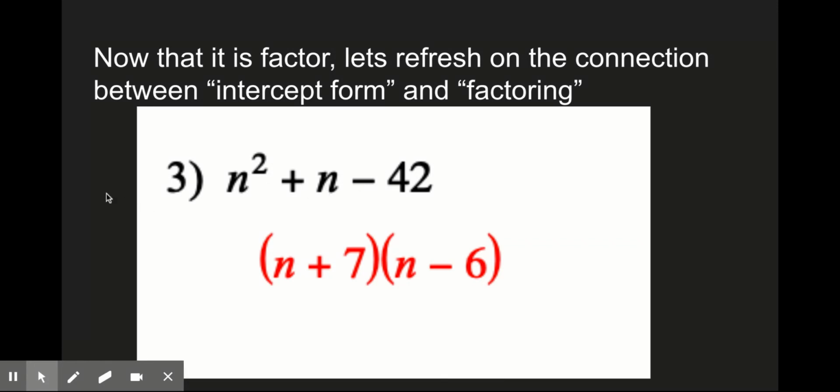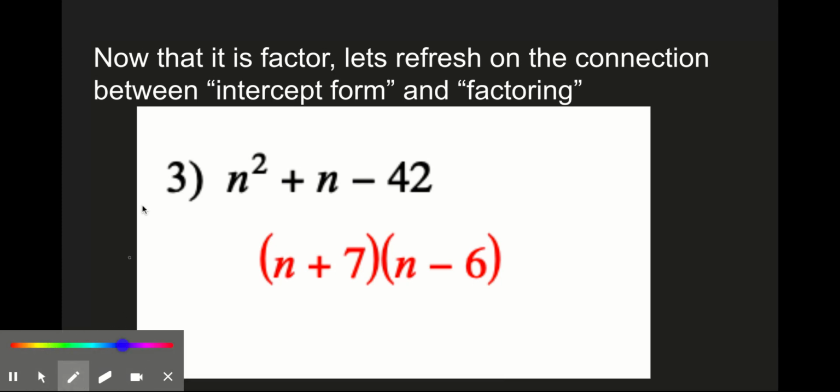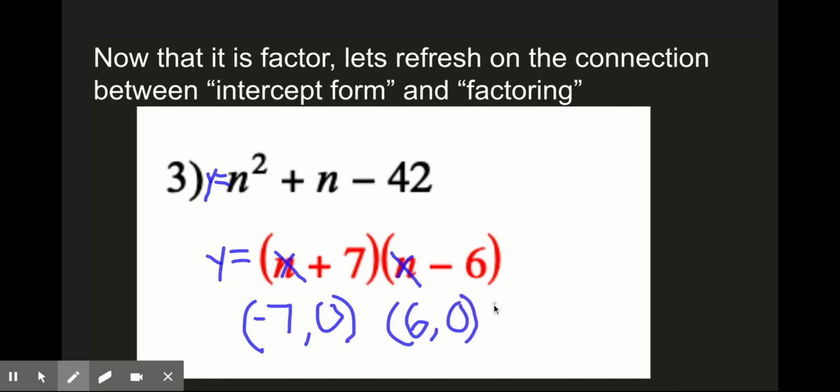So what I want to try to connect this to is the idea of intercept form. Now, while we're using different variables right now, couldn't I very easily say that this is like y equals, and now I could say this is something you want to graph, where you change the n's to x's, and you'd be like, oh, I remember graphing this stuff. This is intercept form, Mr. Card. One of the first things that you'd be able to do is say, what I know about this is that if I plug in a -7, I'll get 0. If I plug in a +6, I'll get 0.